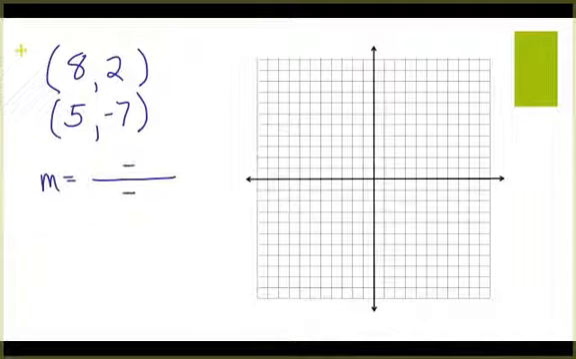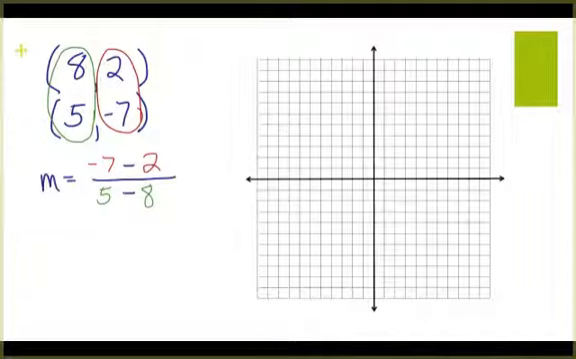When I calculate, I actually put the minus in there first because it helps me, especially when I have negatives in the problem, and it helps me make sure that I don't forget the negatives. So we said the y's have to go on top, so just pick either point to go on top. So to start with, -7 minus 2, and then the x's on the bottom. If I started with the -7, I have to start with the 5, so 5 minus 8.